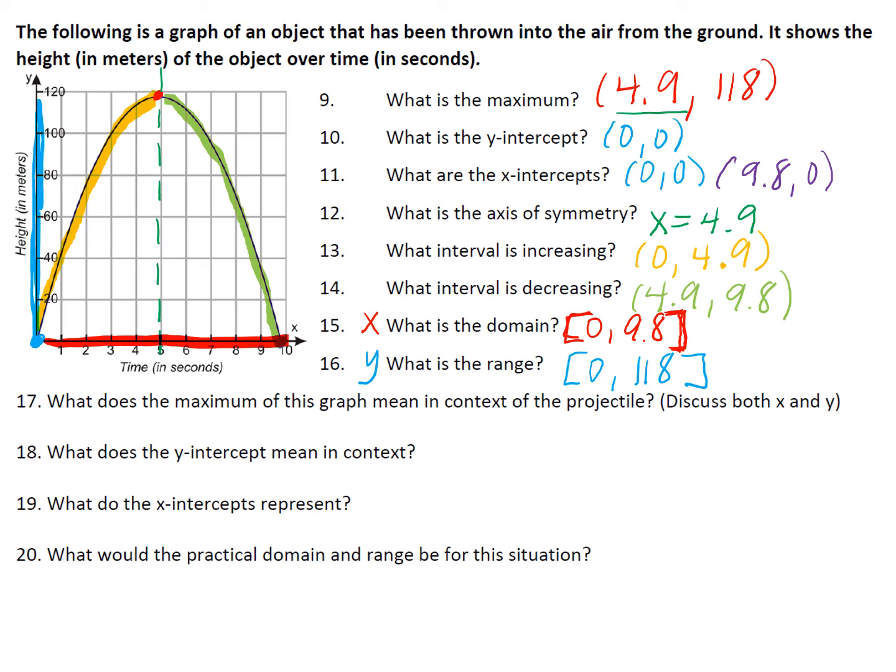So what we could say here is at 4.9 seconds, the object is 118 feet high. So that takes into account both the x and the y. So again, the x coordinate is your time, your y coordinate is your height. All right, next question.